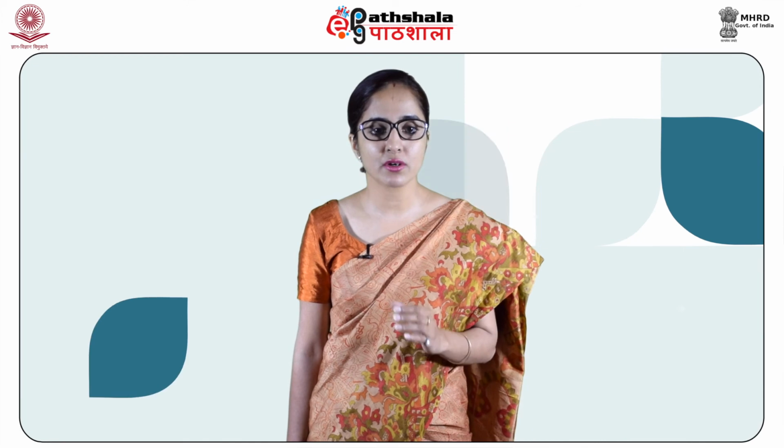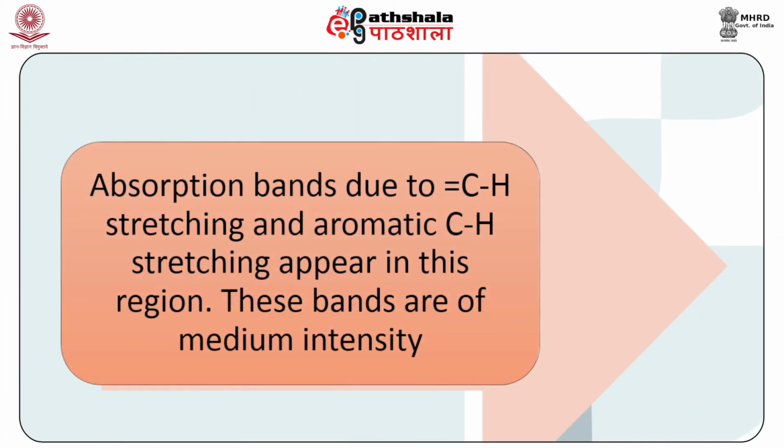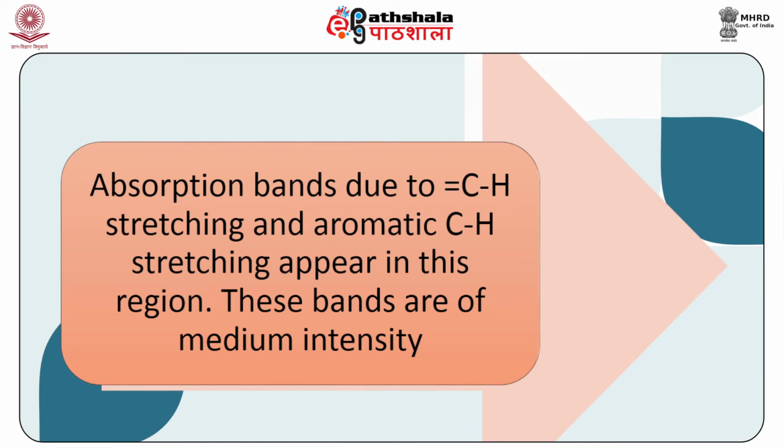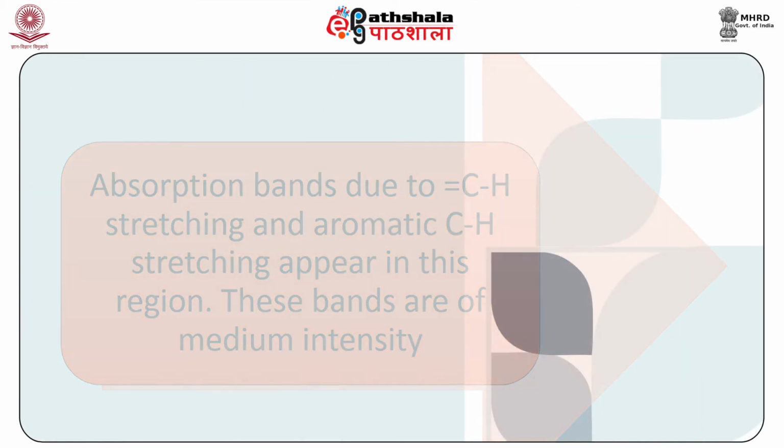Now let us move our concentration to the absorption in the region of 3200 to 3000 cm⁻¹. Absorption bands due to the double bond CH stretching and aromatic CH stretching appear in this region. These bands are of medium intensity.